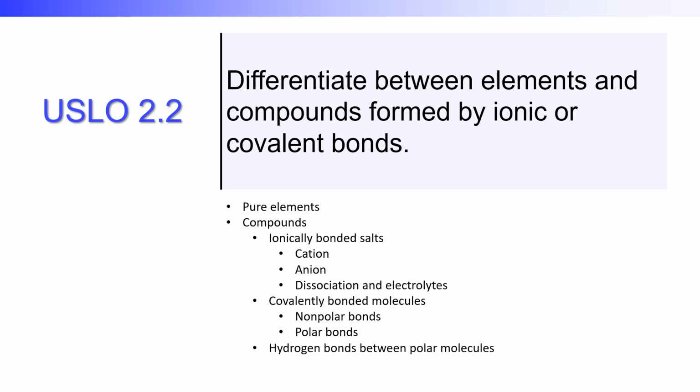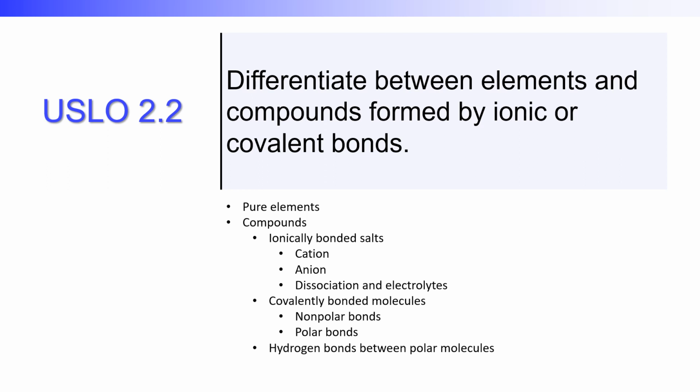And then within compounds, we're going to look at how compounds are created, whether it's ionically bonded or whether it's covalently bonded. So we'll be learning what the difference is with that. Now, within each one of those, we're going to be learning some language as well. So under ionically bonded compounds, we're going to learn what a cation is and what an anion is. And we're going to learn the definition of an electrolyte.